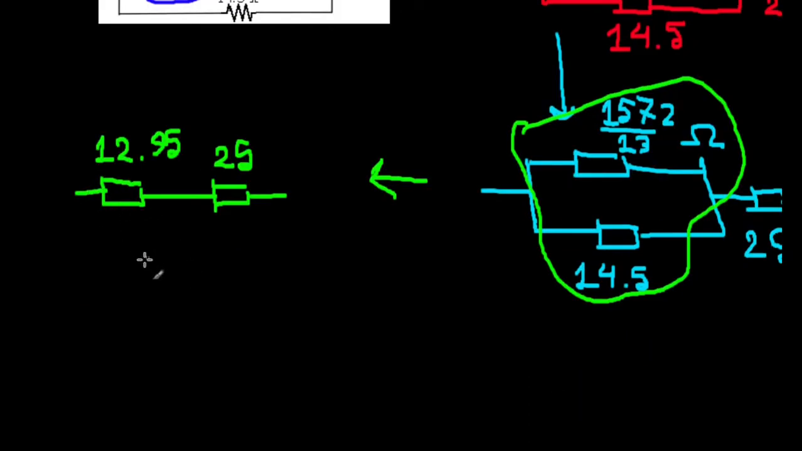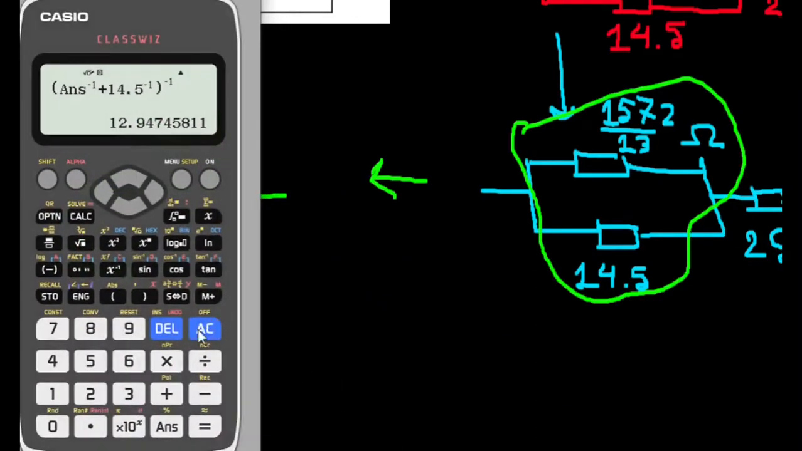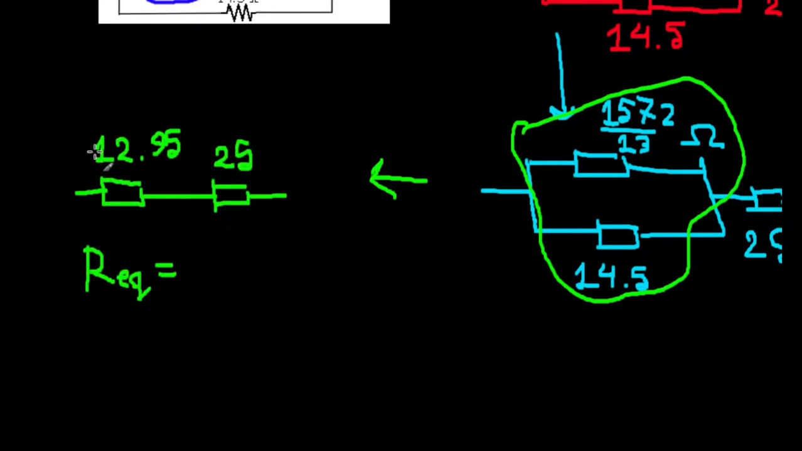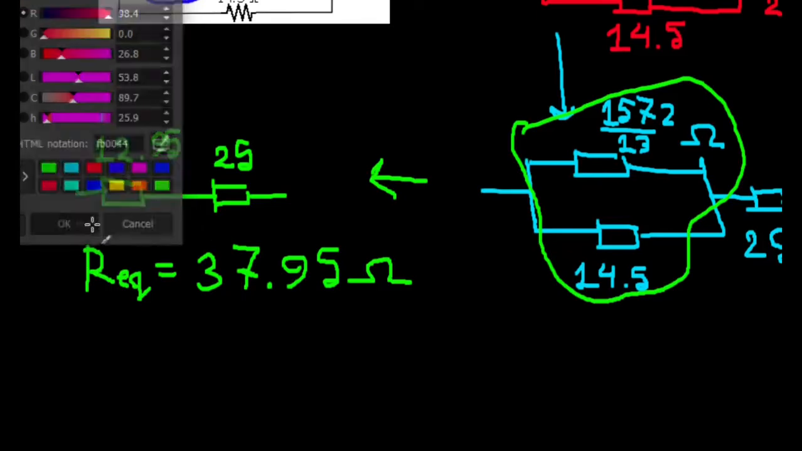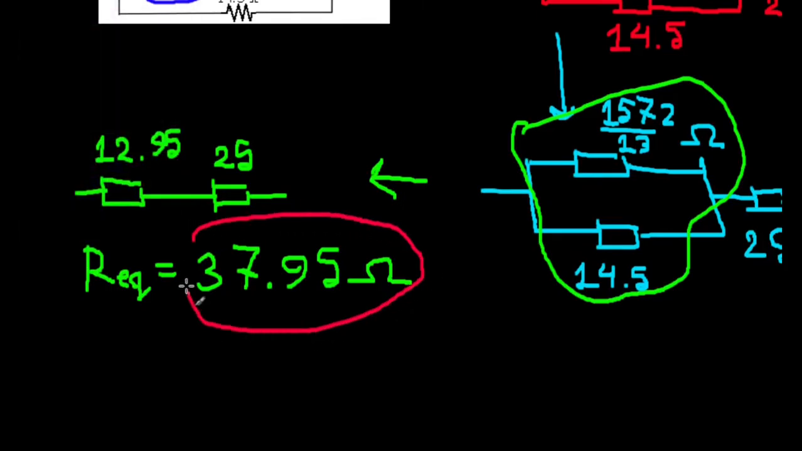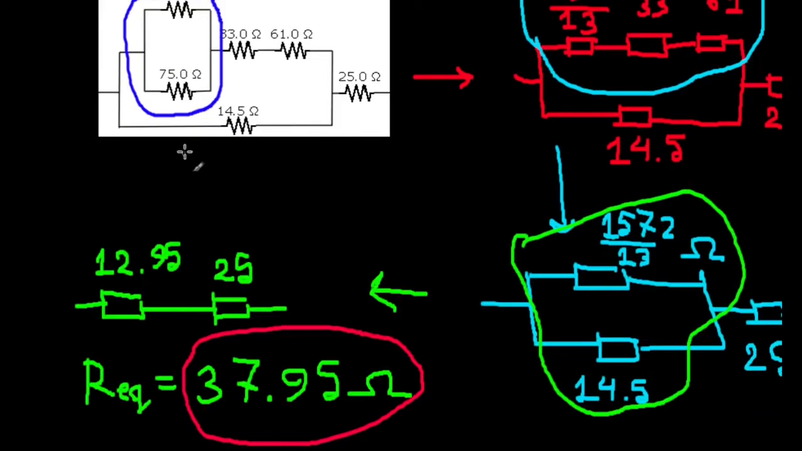These two are in series, so the equivalent resistance of that whole combination is going to be just this plus 25. We don't really need the calculator for that. So 37.95 ohms. This is my equivalent resistance for that whole large combination. We just found this out.